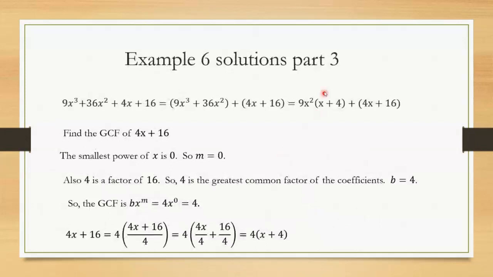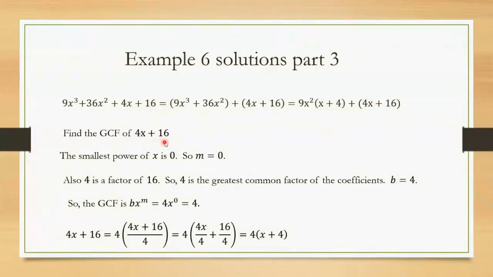So for the first group, we have this here, as you can see. And now we want to factor the second group here. And what we hope happens, okay? What we hope will happen is that we'll get x plus 4 somehow in the second group.